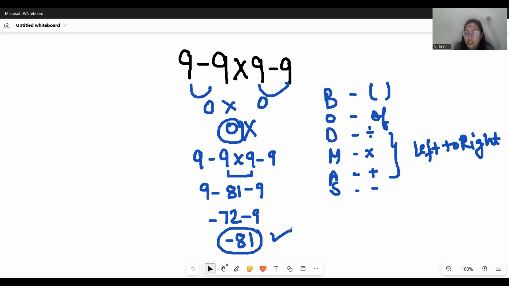So what is the correct answer? Negative 81, not 0.